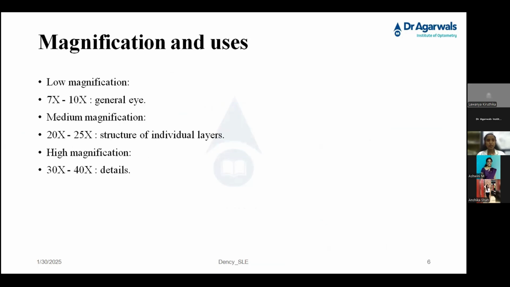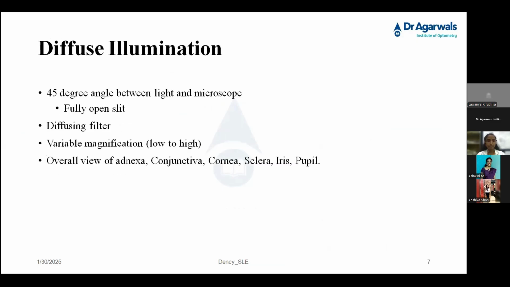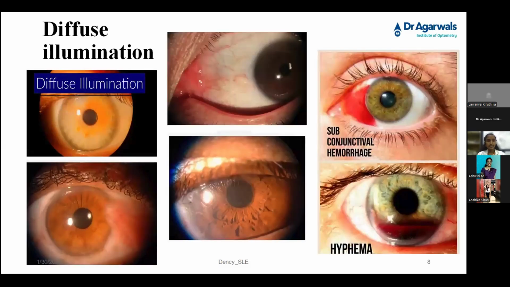Magnification and uses. Low magnification, 7x to 10x, we can view the general eye. Medium magnification, 12x to 25x, structure of individual layers. High magnification, 30x to 40x, we can view in detail. Diffuse illumination: 45-degree angle between light and microscope, fully open slit, diffusing filter, variable magnification, low to high. Overview of adnexa, conjunctiva, cornea, sclera, iris, and pupil. These are the disease conditions we can view by diffuse illumination.